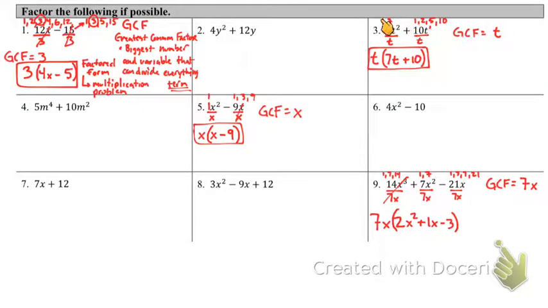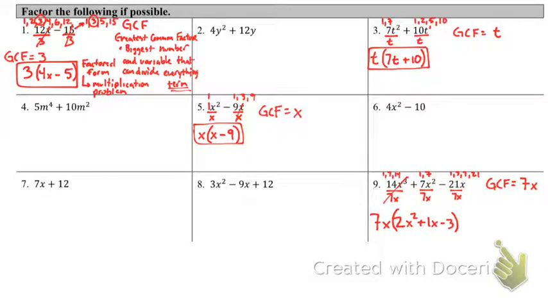Okay. So now we look at the letters. Do they have a common letter? And the answer is yes. They have a common t. Okay? So that means when we have a common letter, that's part of our GCF. That's how I put t here. The only thing you have to be careful of is make sure you have the right power. How do I choose the power for t? You choose the smallest power. Okay? And the smallest power is 1. That's why it's t all by itself.